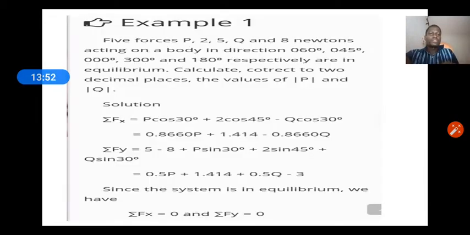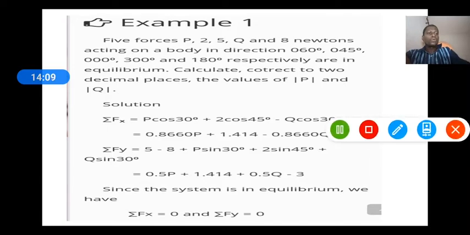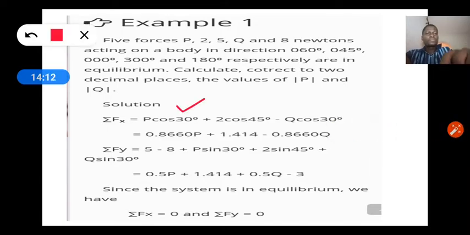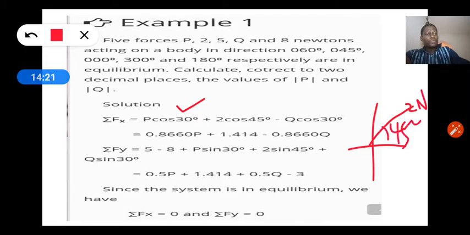Let's look at example 1. Let's look at summation of f of x. If I resolve the P to the horizontal, I have P cos 30 degrees. Of course, you know that, isn't it? If I resolve the 2 newtons, remember I have something like this. The 2 newtons has what? 45 degrees. So if I resolve that to the horizontal, I have this, 2 cos 45 degrees.